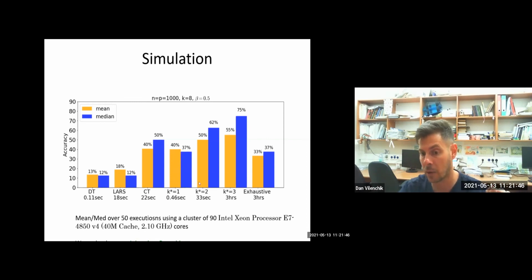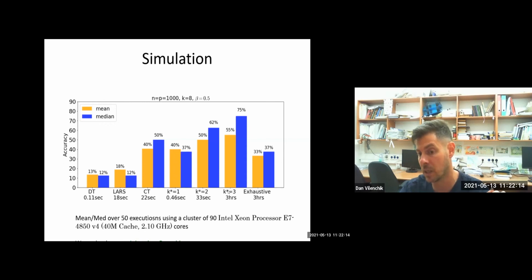This is our algorithm, which is run on 90 cores. So the time that you see here, for example, 3 hours, it's 3 parallel hours. So it's not 270, but maybe slightly less, something like 270 hours on a single processor. So we see here, this is K star equals 1, the polynomial time regime, roughly the same result.